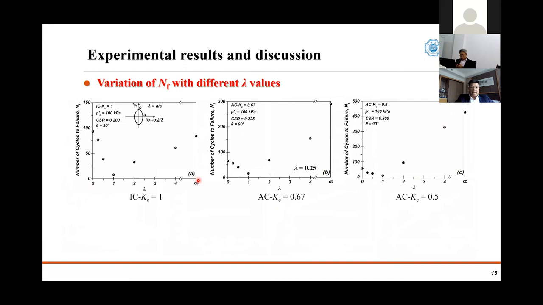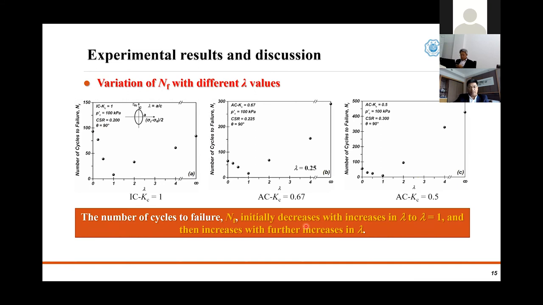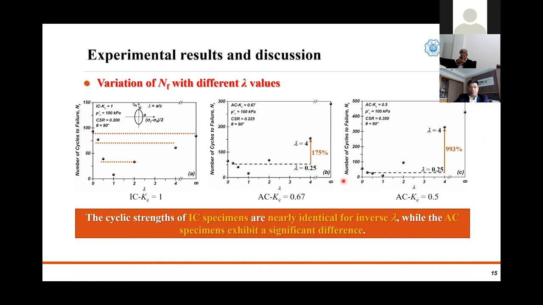Here we prepared some variation of the NF, meaning failure numbers, cycle numbers for failure, with different lambda. We will find the number of cycles to failure initially decreases with an increase of lambda from 0 to 1, and then increases with a further increase in lambda. And for the IC, IC means isotropic, for different lambda we will find almost the same. For example, 0.5, 2, 0 to infinite number, almost the same. But for the anisotropically consolidated soils, we will find a big change, a significant difference. Okay.